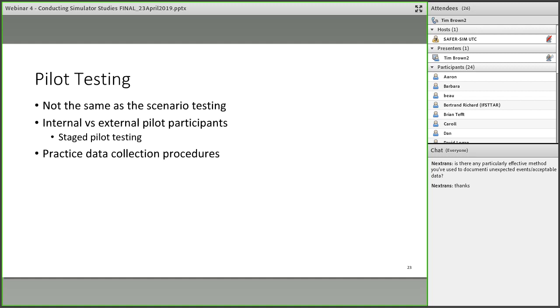So we can change instructions, we can change the scenario. At the end of the day, the goal of pilot testing is to make sure that everything works well. And this is often a staged process where you do a little bit of testing, maybe with internal participants first who are naive to the procedures, and then you bring in externals afterwards to make sure everything works.